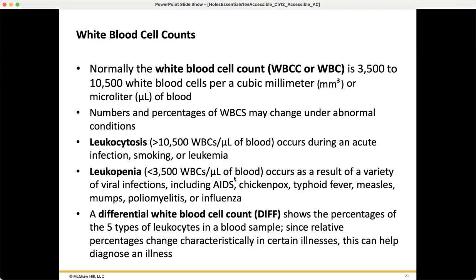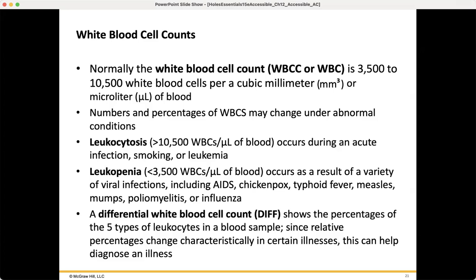If you have a low white blood cell count, this could be due to certain types of viral infections where the virus actually infects white blood cells and kills them. This could include AIDS, chickenpox, typhoid fever, measles, mumps, all these nasty things. Then you could have a low white blood cell count characteristic of a disease, and that is called leukopenia. A lot of times with the flu, influenza, if someone has a particularly bad case, a good sign is this leukopenia, low white blood cell count.